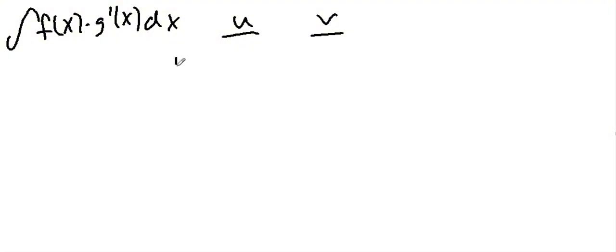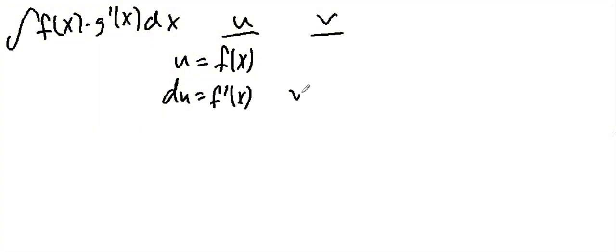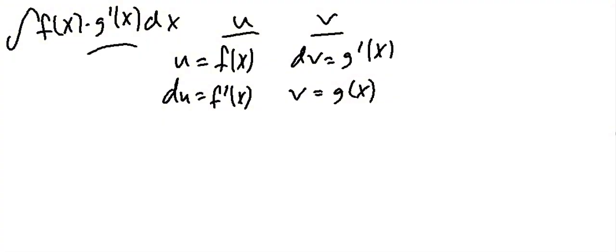So what we do is we set u equal to f of x, which means if you take the derivative of u, du, that's going to be f prime of x. And v is going to be g of x, which means that dv, the derivative of v, is going to be equal to g prime of x, which you can see is in our integral. So when we integrate by parts, our final answer is going to be u times v minus the integral v du.